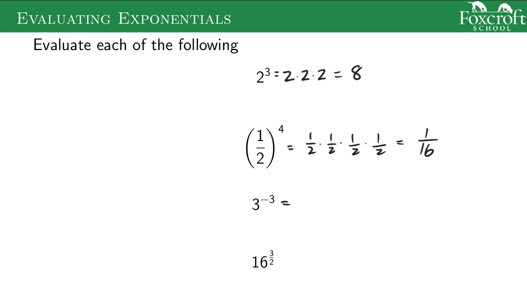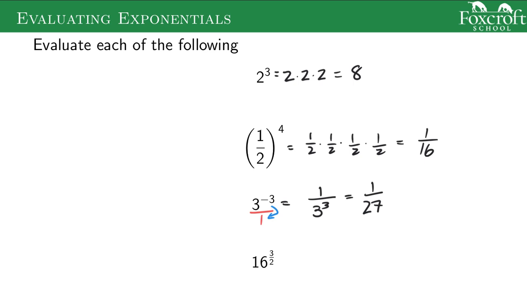Negative exponents just move things to the other side of a fraction bar. So we can always put something over 1, and this negative exponent is going to move this to the bottom of the fraction bar. So it's going to be 1 over 3 cubed. If I move it to the bottom of the fraction bar, the exponent becomes positive, and that gives me 1 over 27.